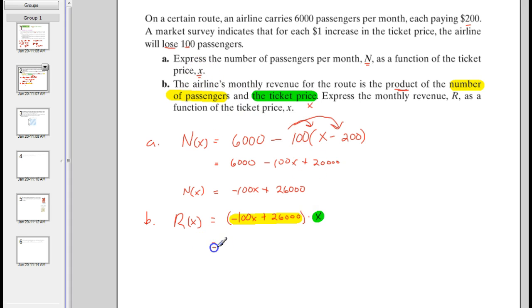Alright, and then again, simplify it. So again, we got a sum. We're going to distribute the X through, so that's a negative 100x squared plus 26,000x. Okay, so there's our revenue function.